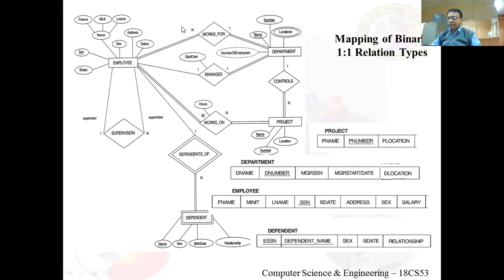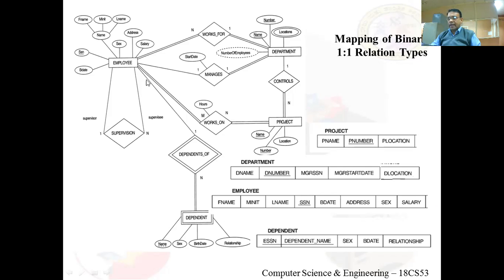Next step is identify 1:N relationship type. In N side, add primary key of department. So for employee, I need to add department number here. So final step. So this is the first step. No, that's why I have not added. Here I need to add department number.